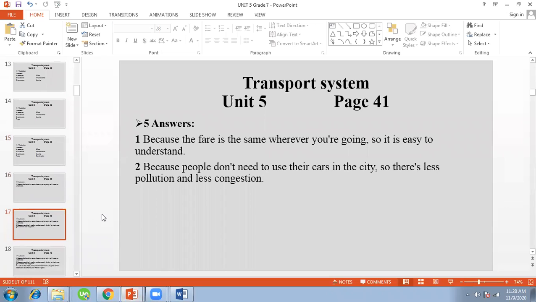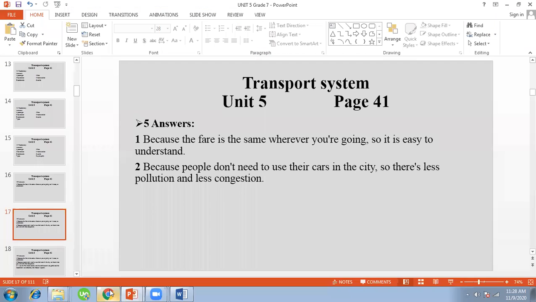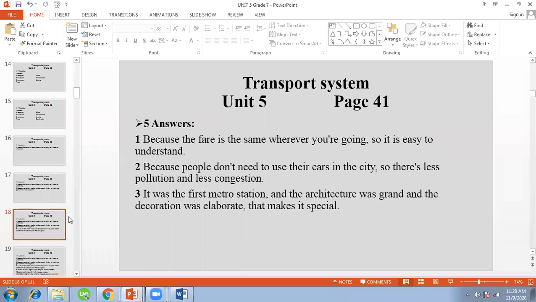It's good because the people are not using their cars in the city, so there's less pollution and less congestion, right? All right. Number 3, what was special about the first metro stations in Moscow? As it was the first metro station, the architecture was grand and the decoration was elaborate. It makes it special.